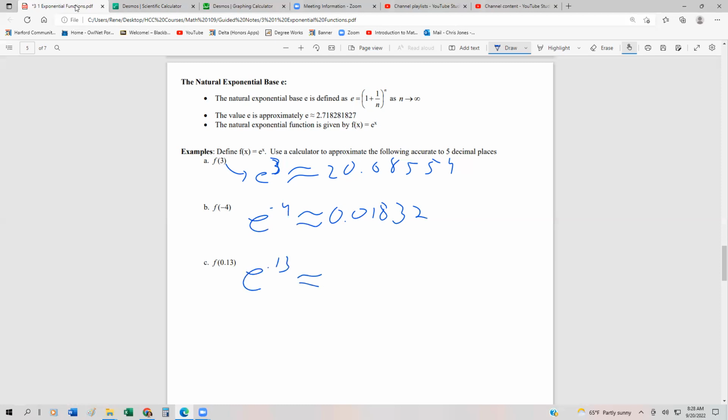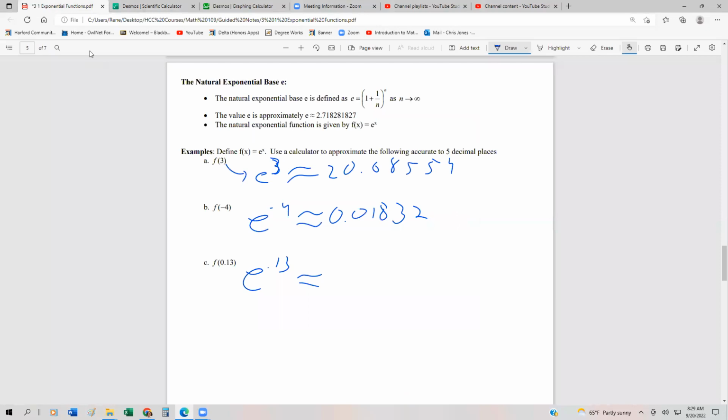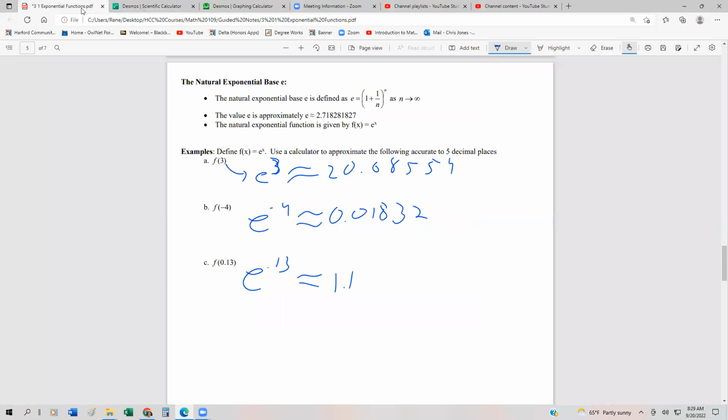Finally, f at 0.13 is almost f at 0, or e to the 0, so it should be a number fairly close to 1. Let's see what happens. We have e to the 0.13, and we get 1.13883. So those are our approximations.